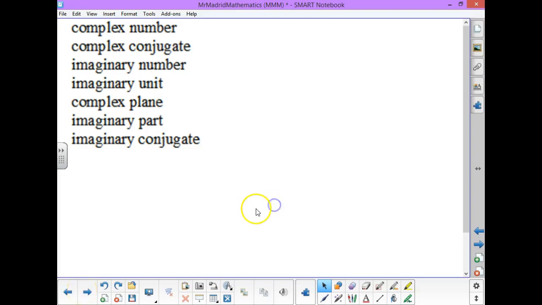Hey guys, we're going to be working with operations on complex numbers. That's section 5.9. As always, here's some vocabulary for you.